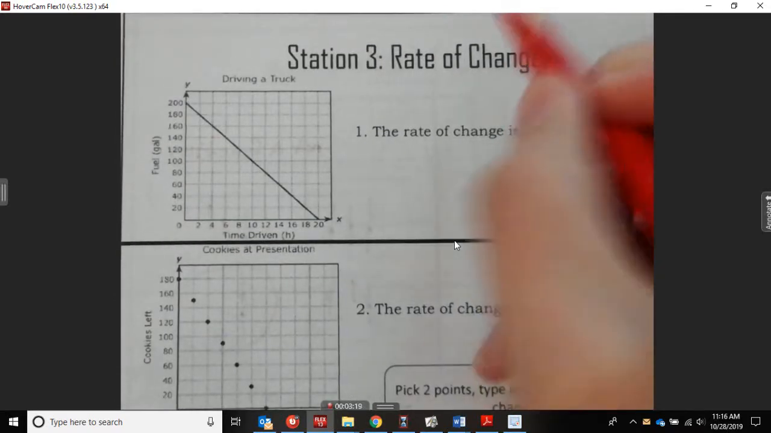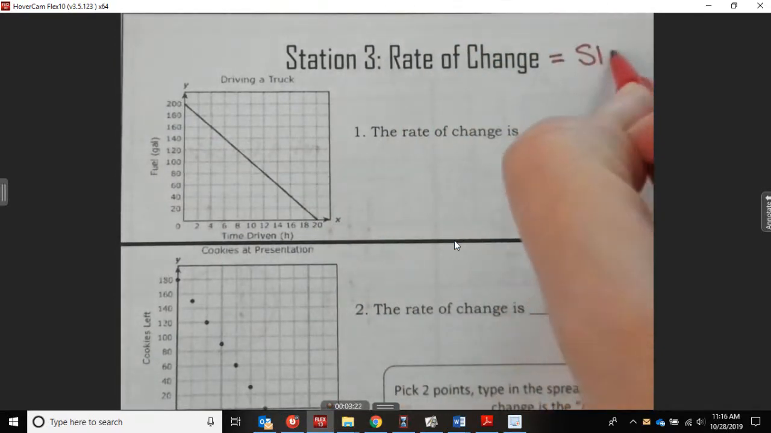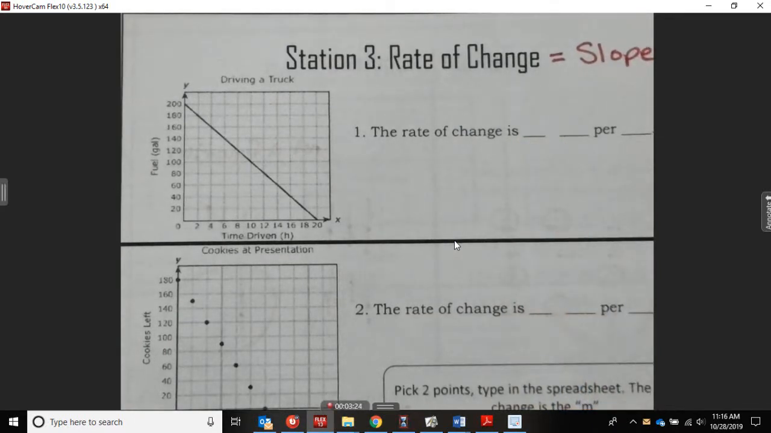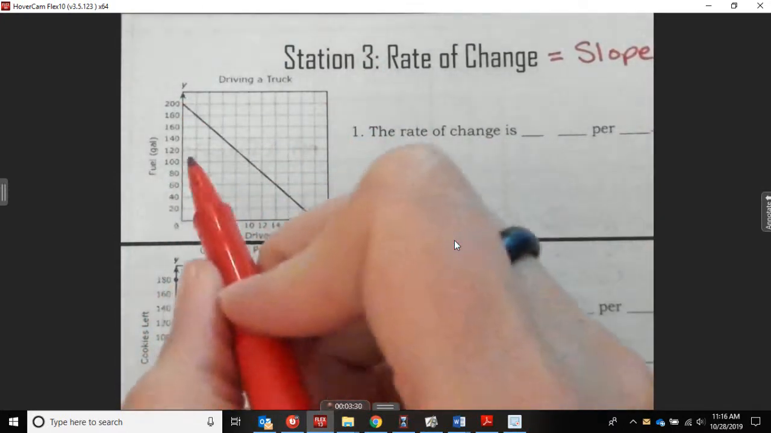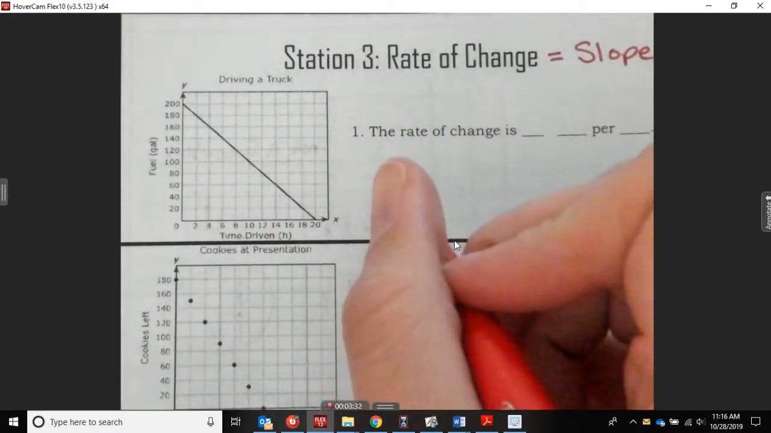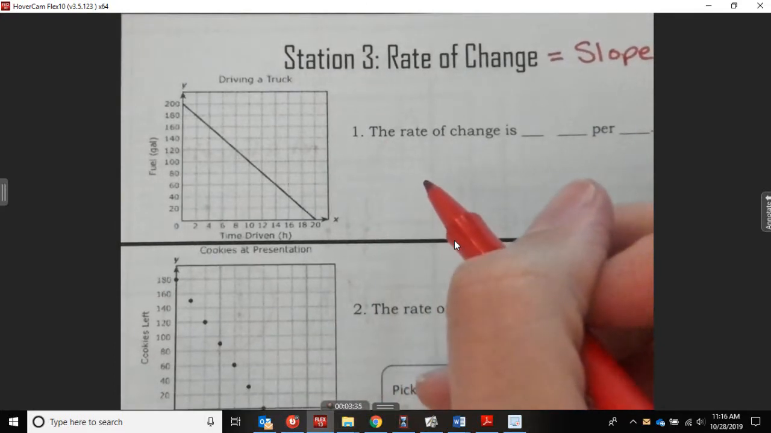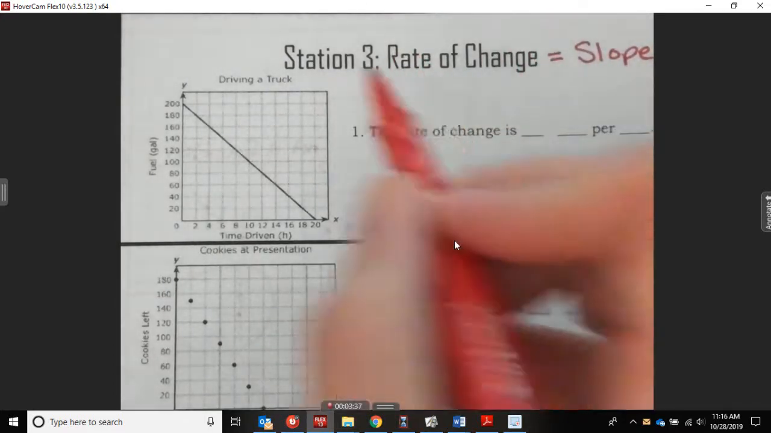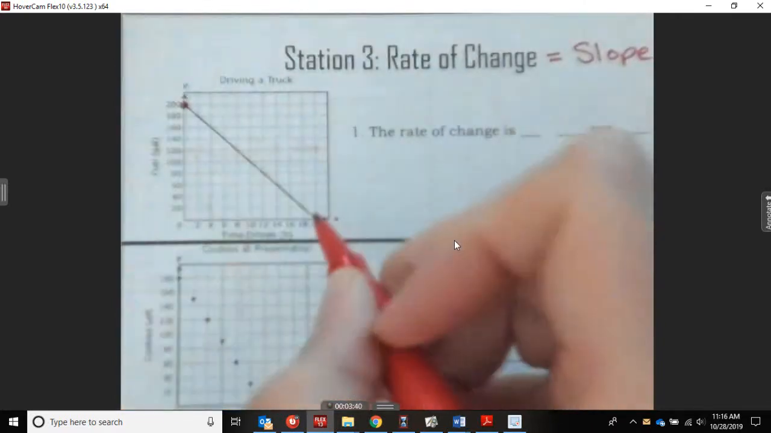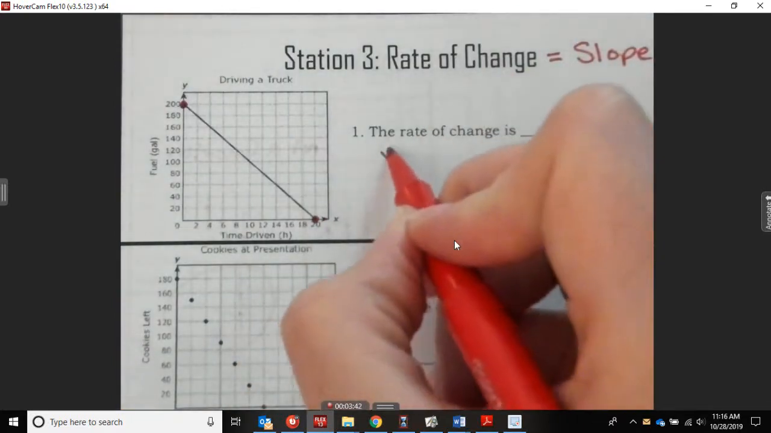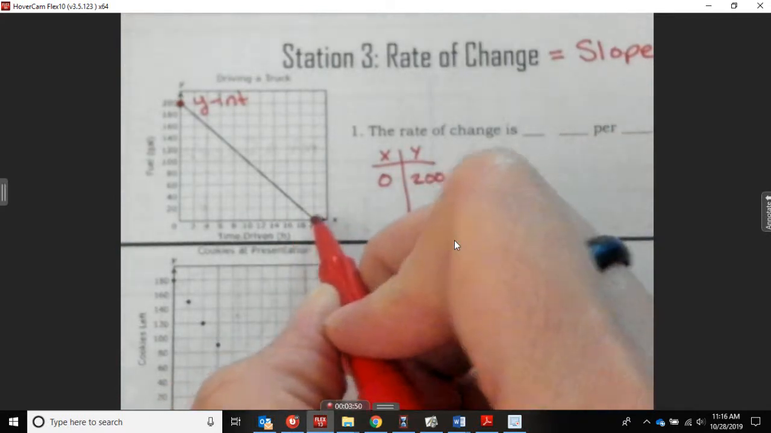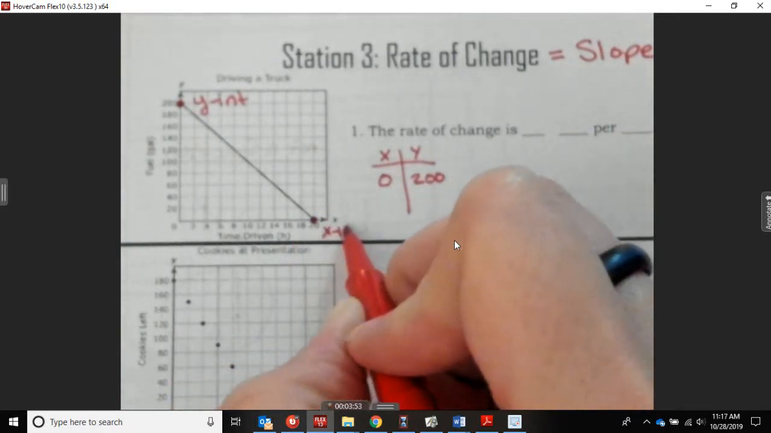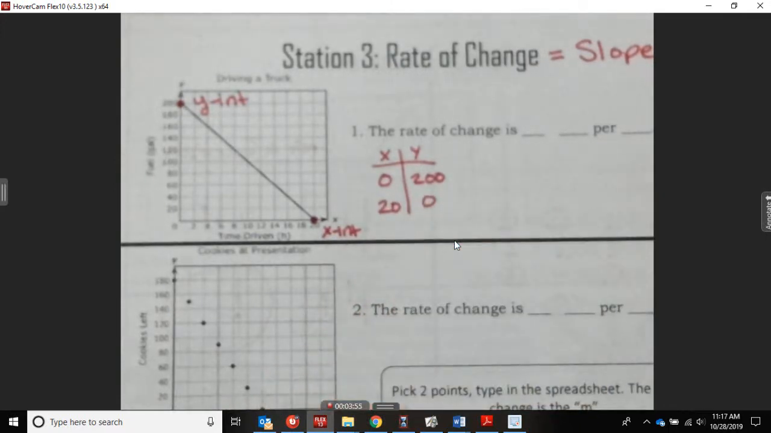Station 3 is talking about rate of change, and rate of change just means slope. So I'm finding the slope of these graphs. And remember, we talked about doing this a couple ways. One, by counting rise or fall, and then the run, or we can plot 2 points. No matter what you do, you need 2 points. So here's a good point, and here's a good point. And if I were to label those points, this one up here, which is actually the y-intercept, is 0, 200. And this point down here, which is actually my x-intercept, is 20, 0.